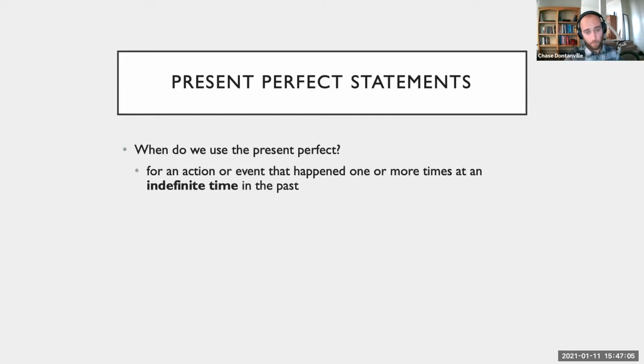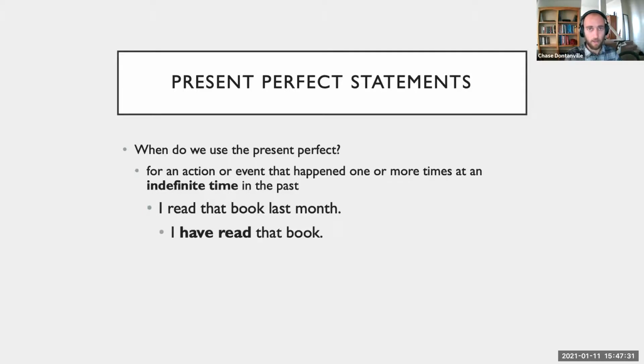So we also use it for an action or event that happened one time or more times at an indefinite time in the past. So not specific. Indefinite time means not specific time. So I can say, I read that book last month. Past simple, right? When did I read the book? Last month. We know when. Compare that to, I have read that book. This is the past, but we don't say when. So we use the present perfect. We're talking in general about the past. Oh, I have read that book. Okay.